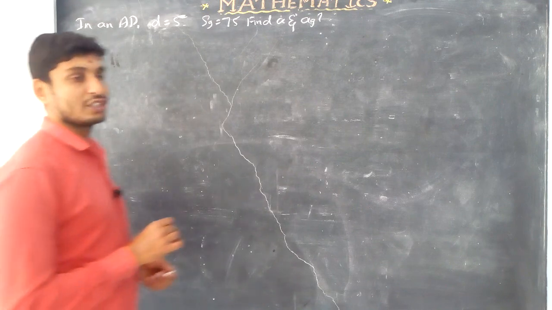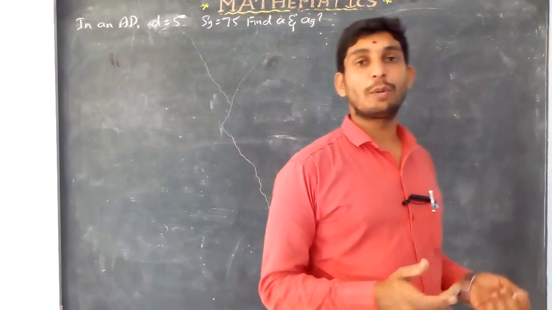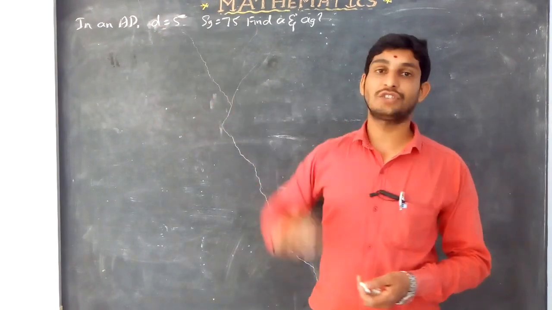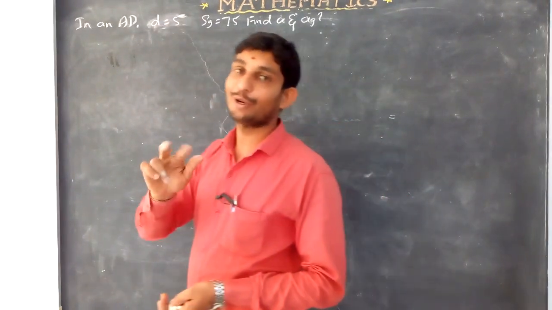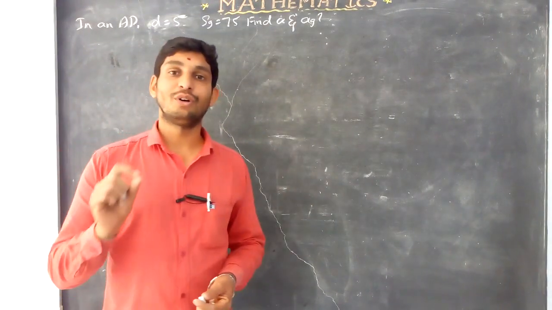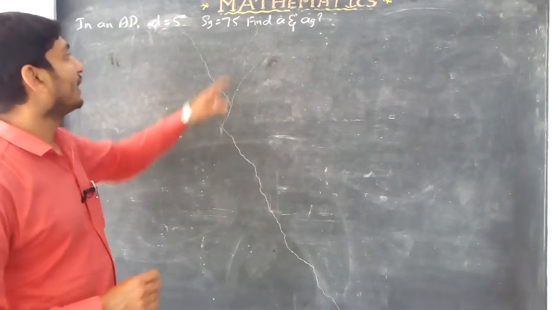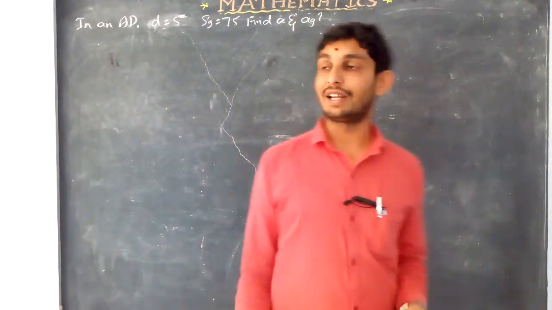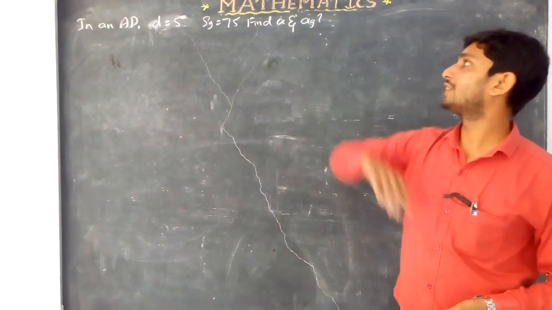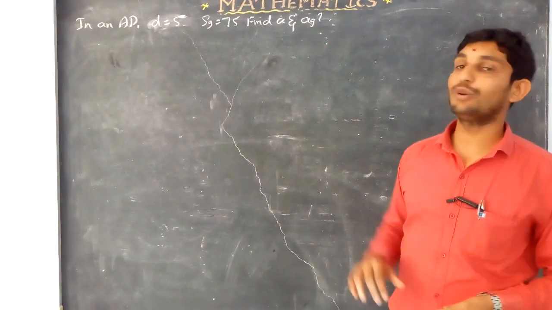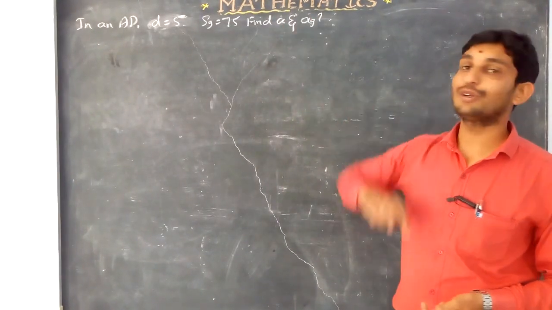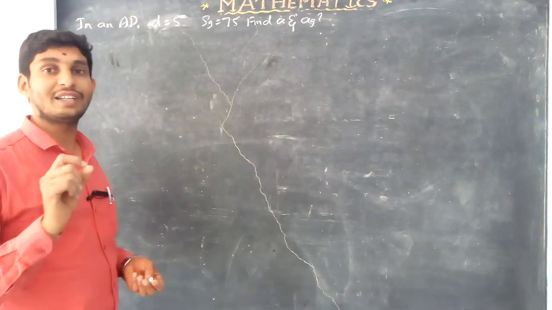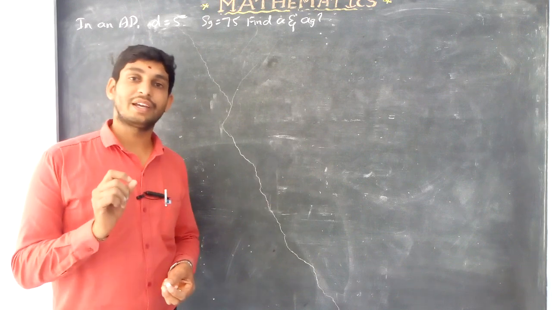Once again, try to understand the problem. There is one AP in which the common difference is 5. That means if you need the 2nd term you have to add 5, for the 3rd term you have to add 5 again. The common difference is given. And s9 is 75, that means the sum of the first 9 terms is 75. So we have to find a, that means the first term, and also the 9th term, a9. You have to find that.